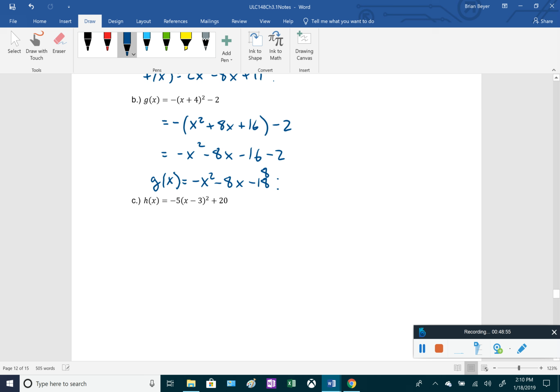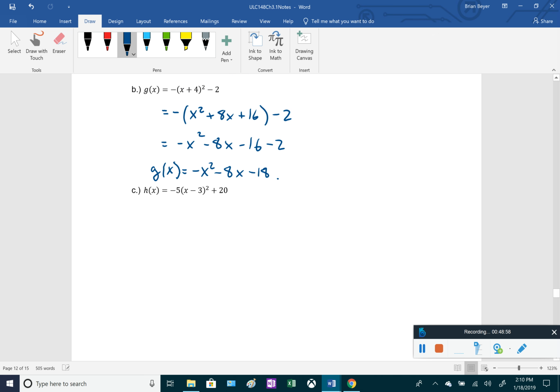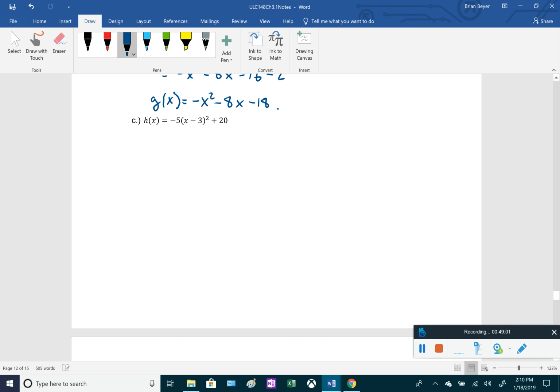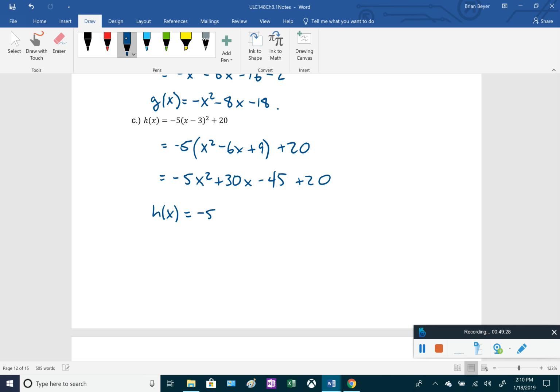And the last one for this one is going to be h of x, which is negative 5 (x minus 3) squared plus 20. So once again, FOIL out that x minus 3 squared. That's going to give you x squared minus 6x plus 9. If you have to do that as side work, that's fine. Distribute that negative 5. We get negative 5x squared plus 30x minus 45 plus that 20. Combine like terms, we get h of x in general form is negative 5x squared plus 30x minus 25.